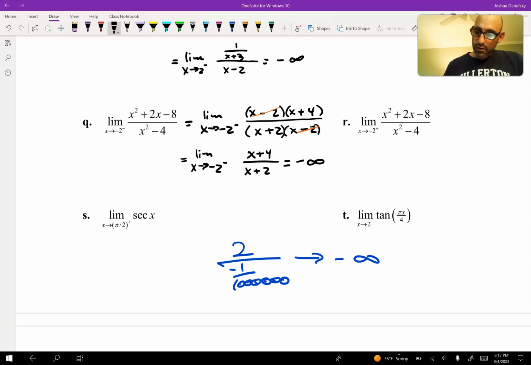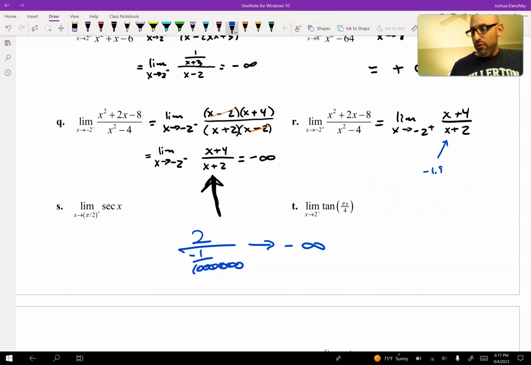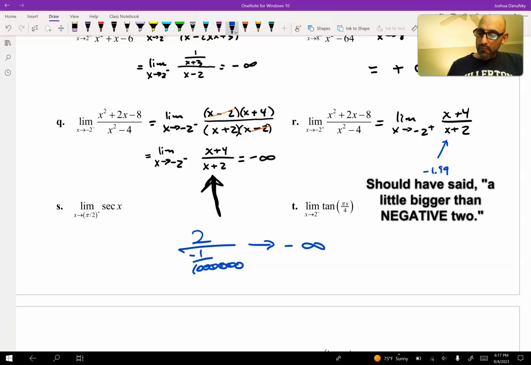Look at that. This is the same thing, but now we're approaching from above. So we're approaching negative 2 from above, right? So we're going to have the limit as x approaches negative 2 from above. I'm going to skip down to this step right here because it's going to factor and cancel the same way as the previous one. But now we're plugging in numbers that are a little bit bigger than negative 2. So something like plugging in, for example, negative 1.9, which is a little bit bigger than negative 2, or negative 1.99, right?